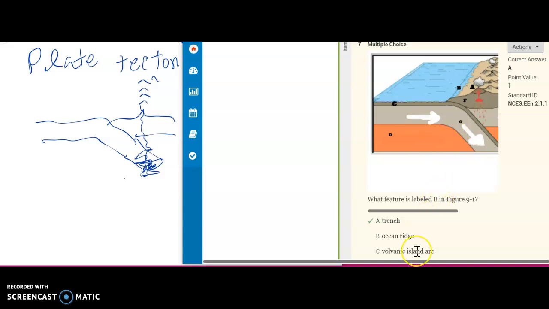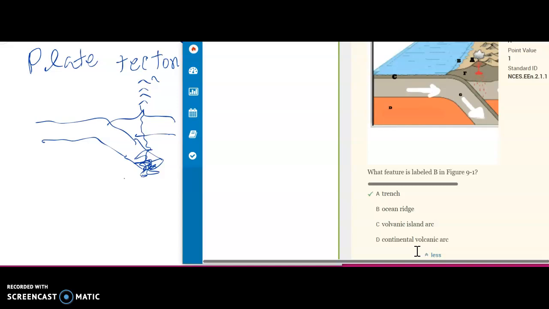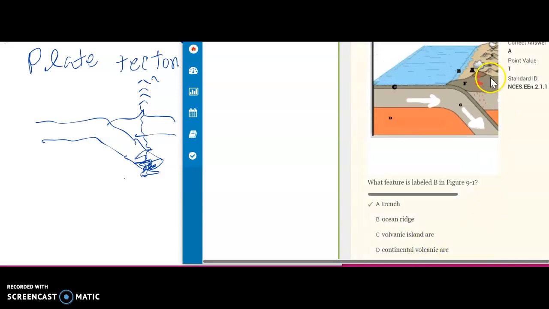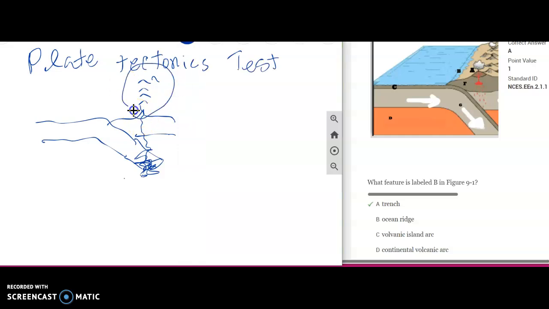And ocean ridge would be at the bottom of the ocean. That's when you have your seafloor spreading. Volcanic island arc would be oceanic crust. And D is continental volcanic arc. D would be this part up here where the mountains are. D would be right here if we were asked about D. So the answer for this one is trench. And your trench is right here. It goes back like that. So that's your trench. Okay?